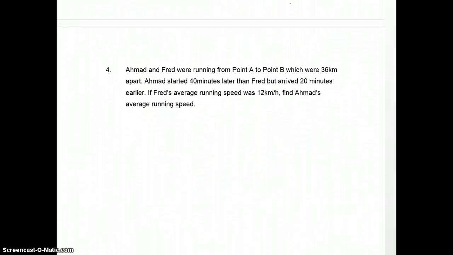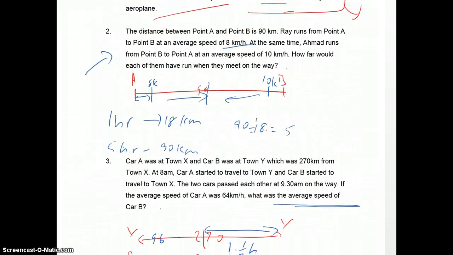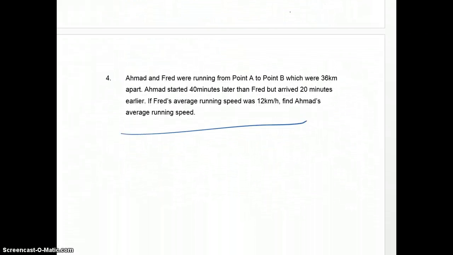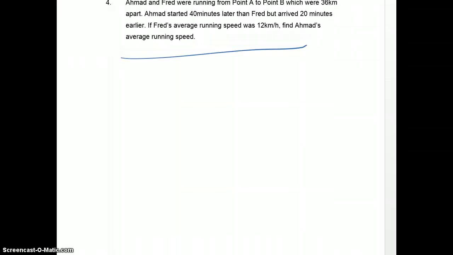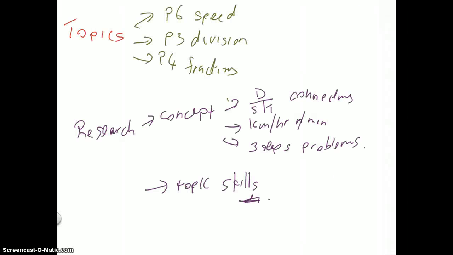Afterwards, the fourth kind of question is a little bit different. Basically the students need to know all these types, and if they know them during examination, they will be able to do well. So going back, these are the topic skills that they have.